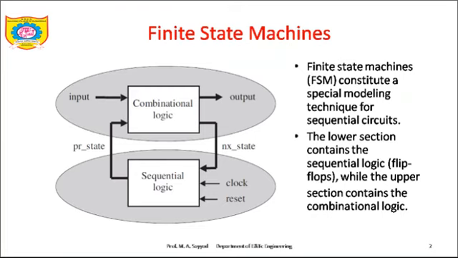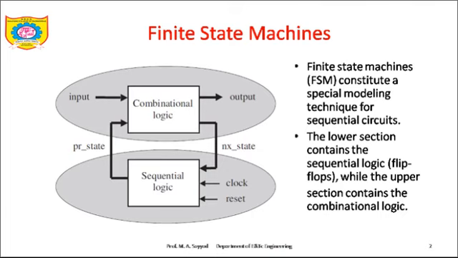For finite state machines, we have a certain different style of writing the VHDL code. The figure you are going to see on the screen now is a symbolic or diagrammatic representation of a finite state machine. It consists of two parts, that is, an upper part and a lower part.